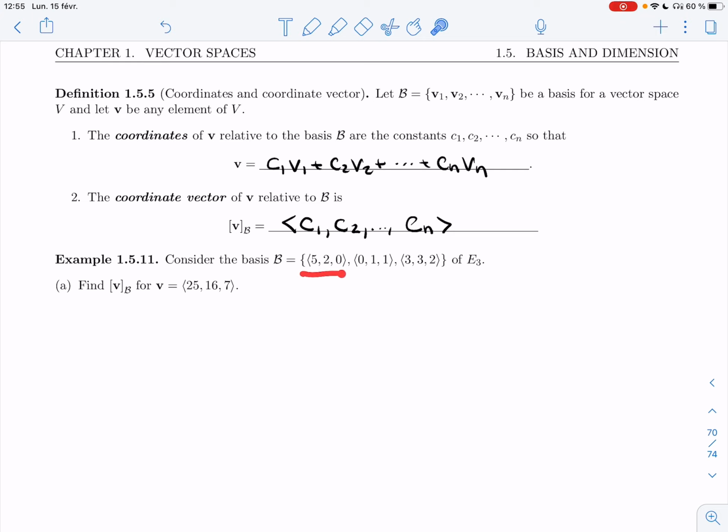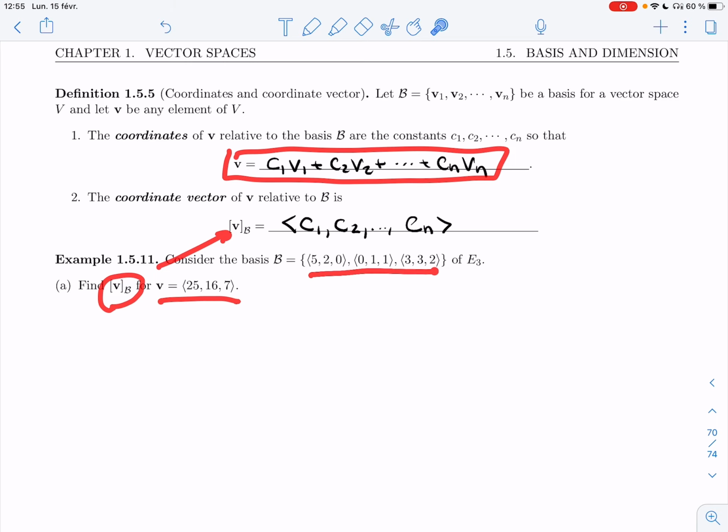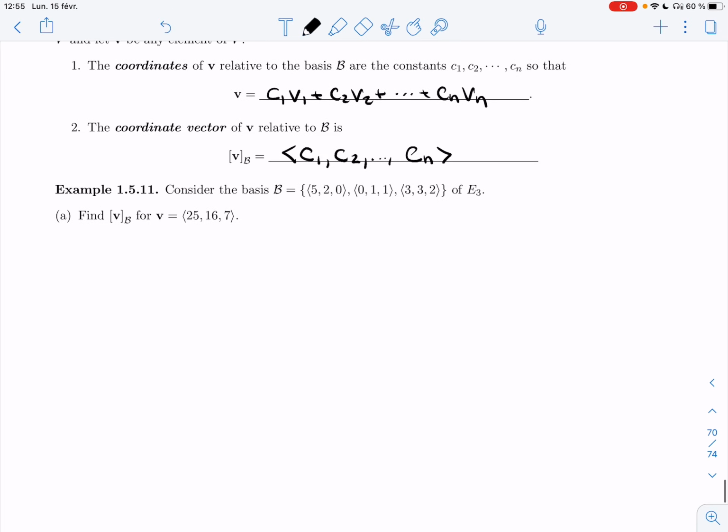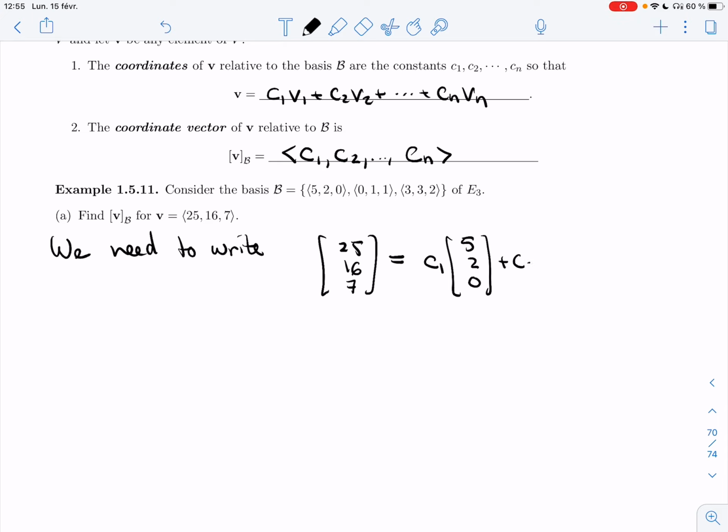So let's say I have this basis here for the Euclidean space of dimension 3. I want to find the coordinate vector for this v. So that means I need to figure out how to write my given v as a linear combination of the 3 basis vectors. So we need to write v as C1 times the first basis vector plus C2 second basis vector plus C3 third.